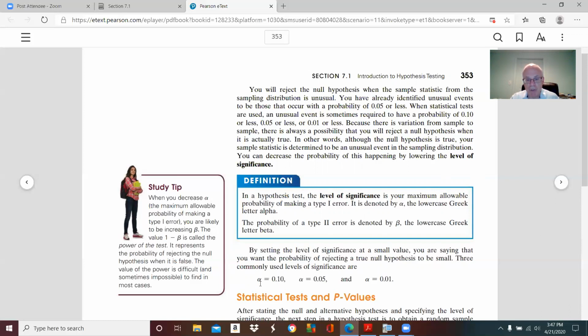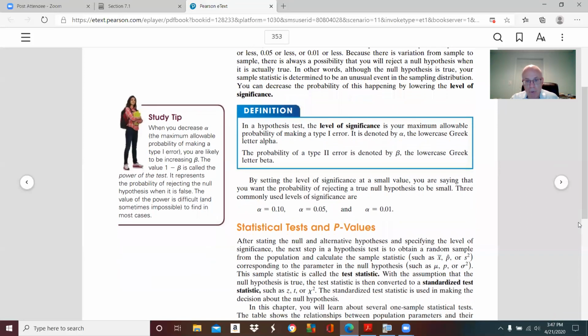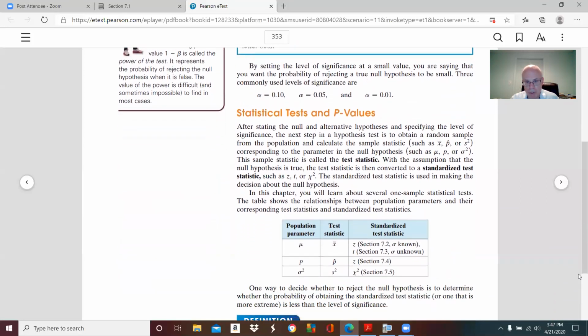But these are the levels of significance, and they're chosen up front. And typically in a word problem, they will be given to you. All right, so you don't have to worry about the actual values here. They'll be given to you in the test. All right, so we have this maximum probability of a type 1 error that we're willing to accept. And so what do we do? We do what's called a statistical test.